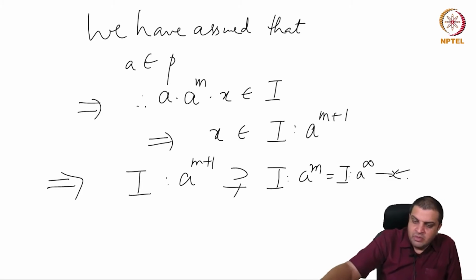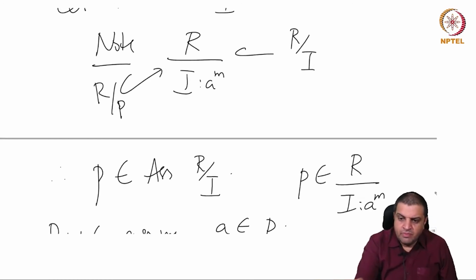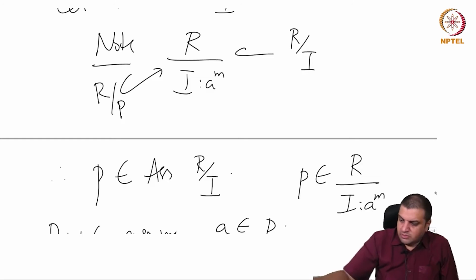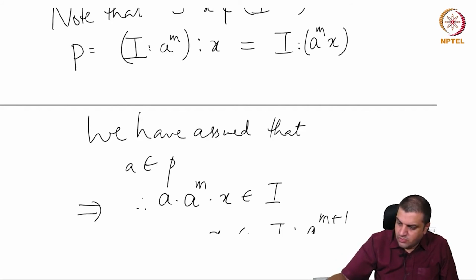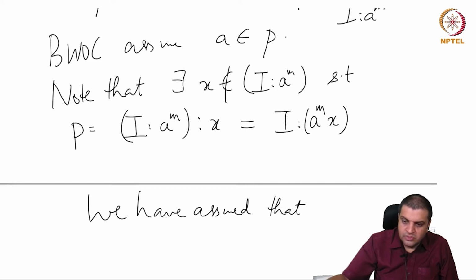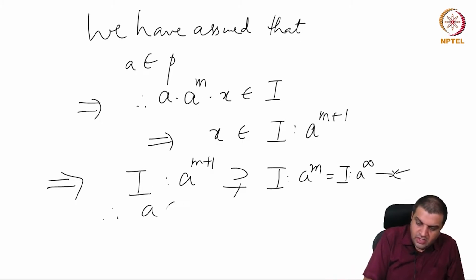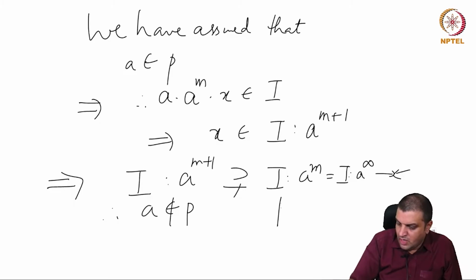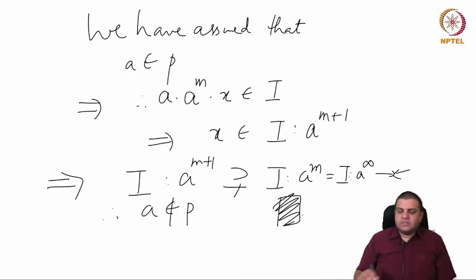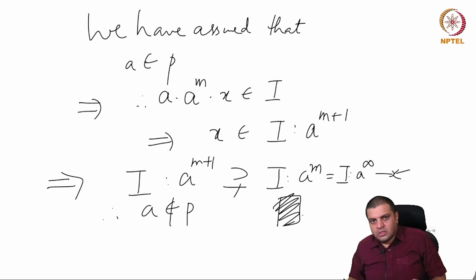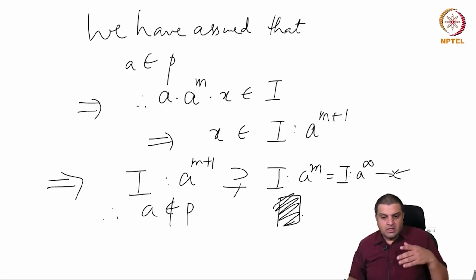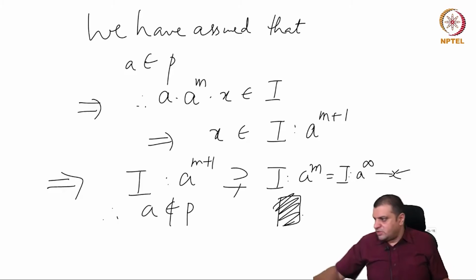And the contradiction came because of this assumption. This assumption here. So, therefore, A is not inside P. Okay? So, that's the end of this proof. So, this gives us a way to construct, to sort of incrementally determine associated primes of an ideal by looking at saturations.